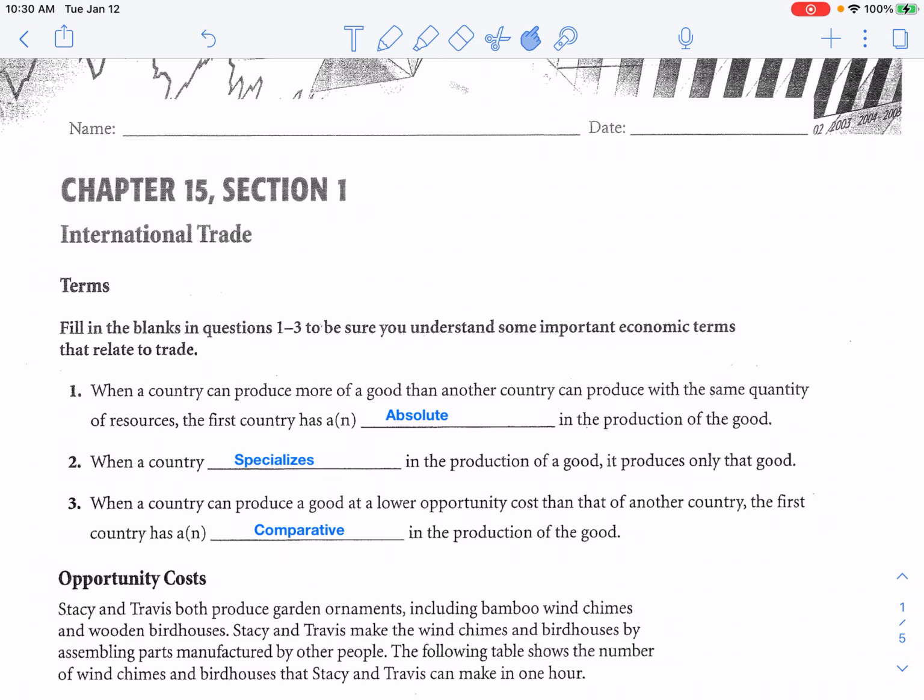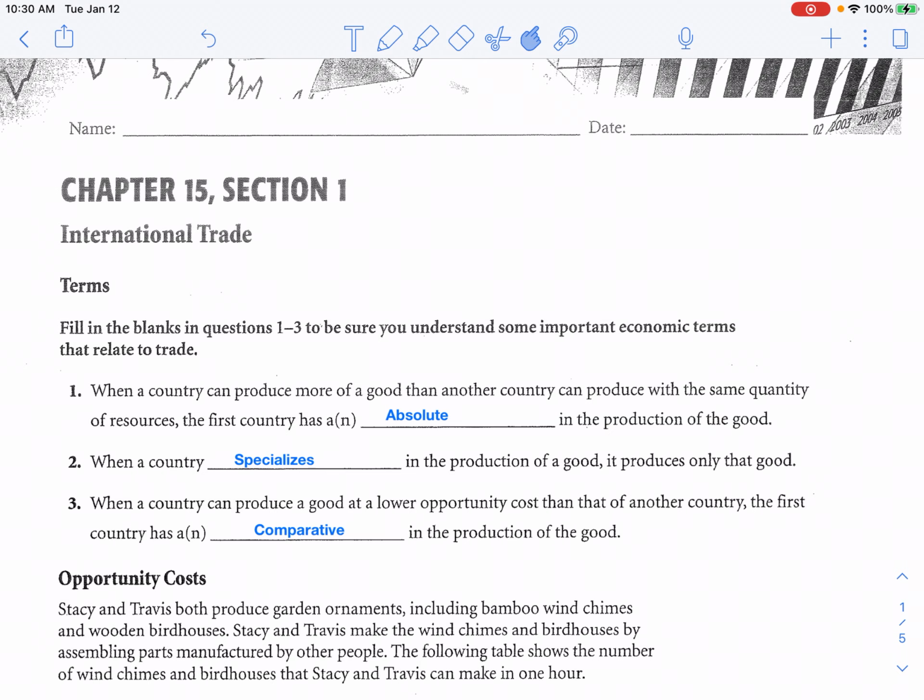Hey there, Econ students. This is a short lesson on international trade, and in particular, we'll look at the concept of absolute and comparative advantage. The point of this lesson is to illustrate the benefits of countries working together to maximize their production of goods rather than trying to produce everything for themselves.